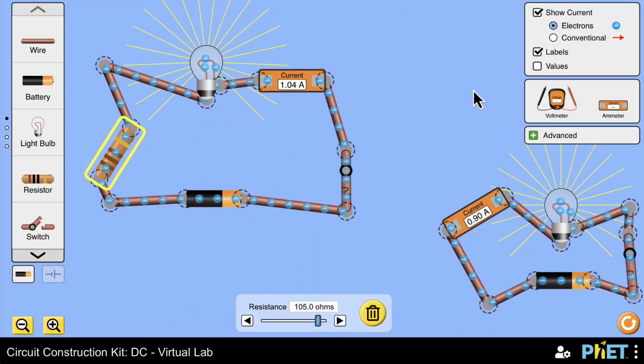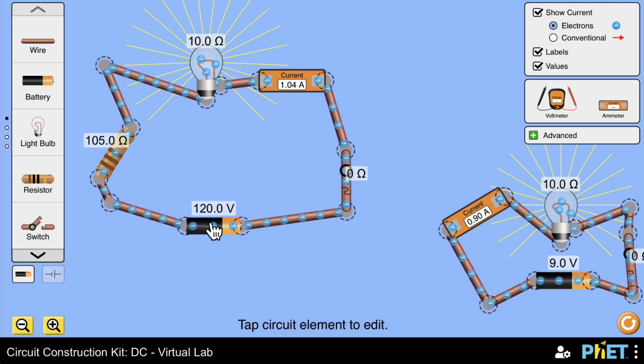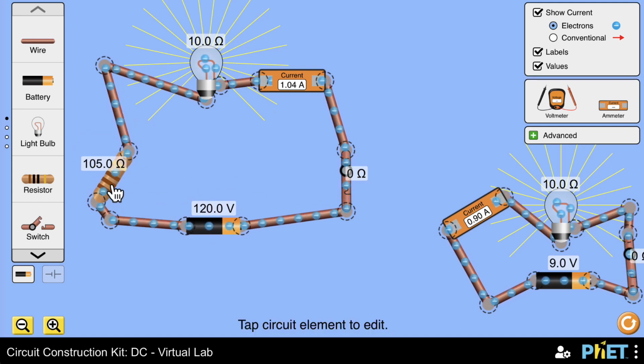Now since you know all these terms we discussed about current, resistance and voltage, you can turn these values on and you can see the values all the time. This is the voltage of this battery, this is the resistance of this resistor, and this symbol is just for ohms. So for amperes you use A, for volts you use V, and for ohms you use this Greek letter.